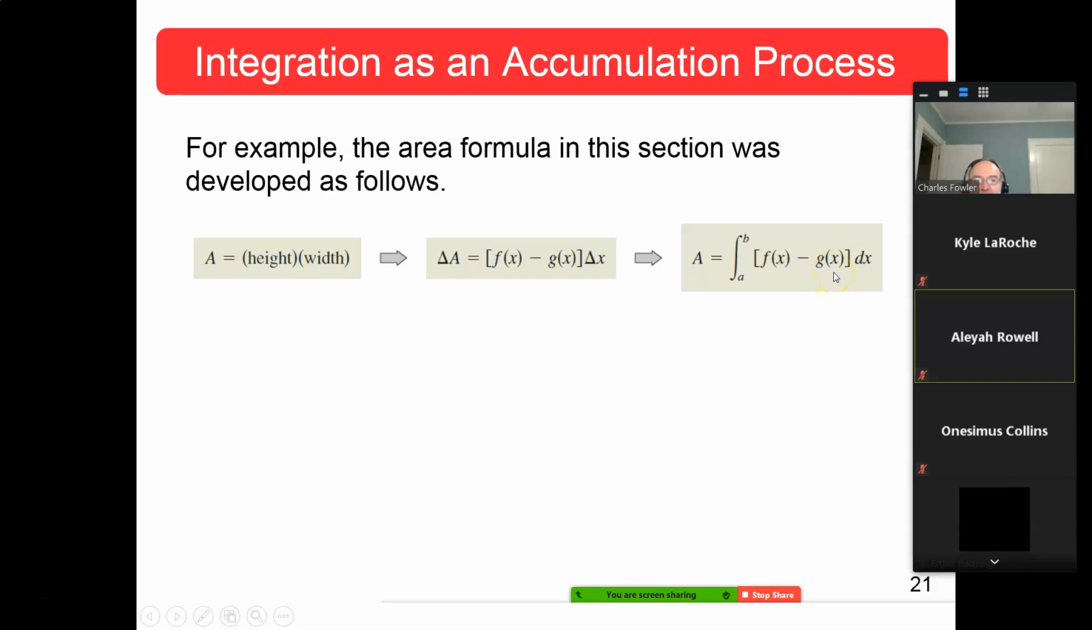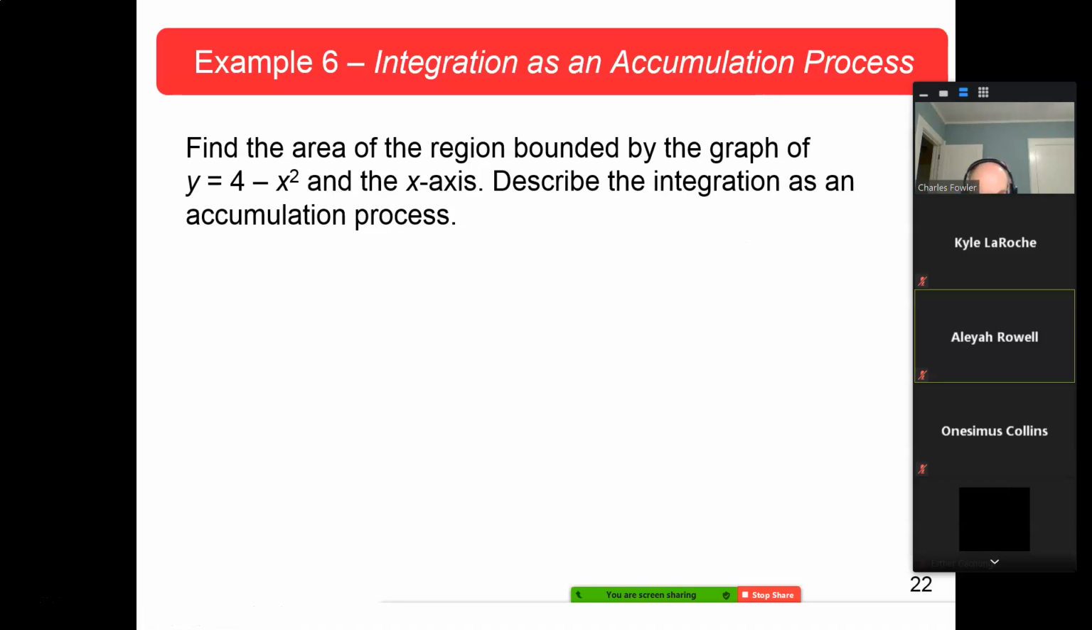That's exactly what we did in the last problem, except it was f of y, g of y, and dy. And our limits then were not x equal a to x equal b, but y equal to minus 2 to positive 1. Same type deal. Now here's example 6.